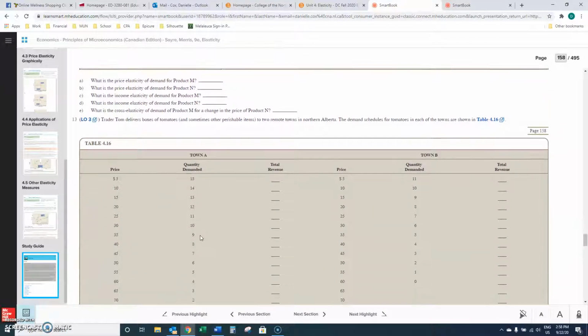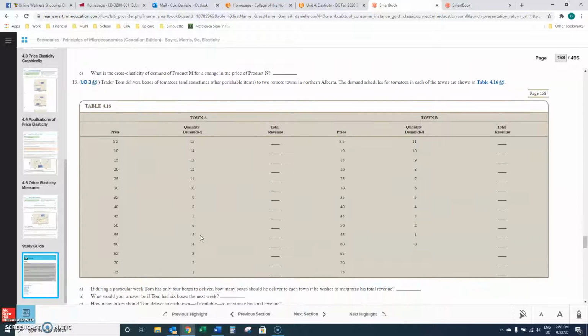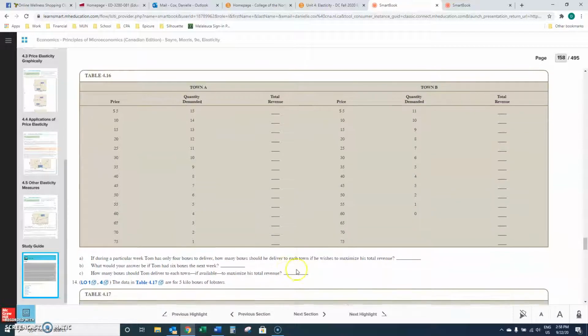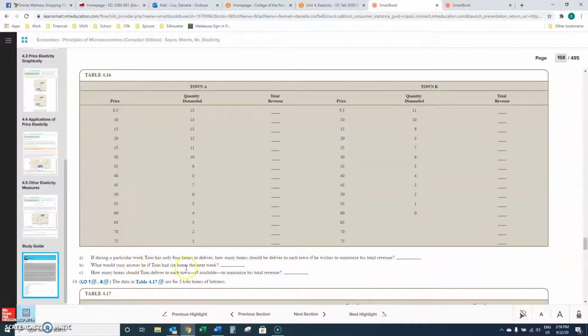Then we're also looking at question 13. Now, again, for part A and for part B, the solution provided does explain pretty well what you need to do. And then you get to part C: how many boxes should Tom deliver to each town, if available, to maximize his total revenue?